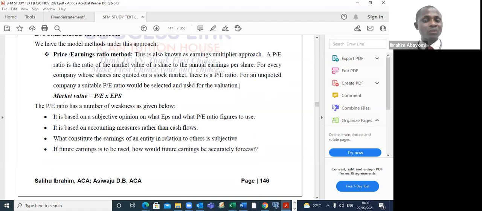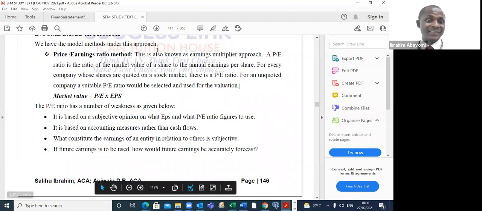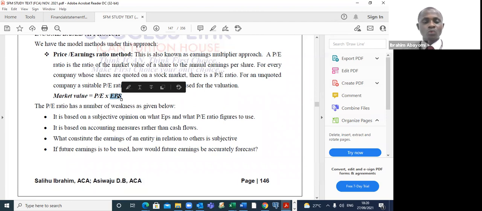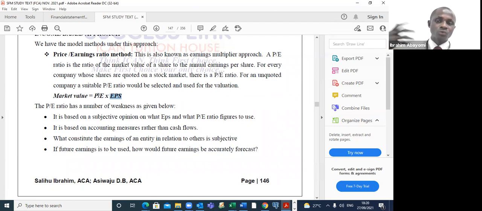When you multiply total profit after tax, you know, EPS is profit after tax per unit of shares. So if instead of EPS, I use profit after tax to multiply price earnings ratio, what comes out is the total market value of my company's shares. That is what will come out because I'm using total profit after tax.